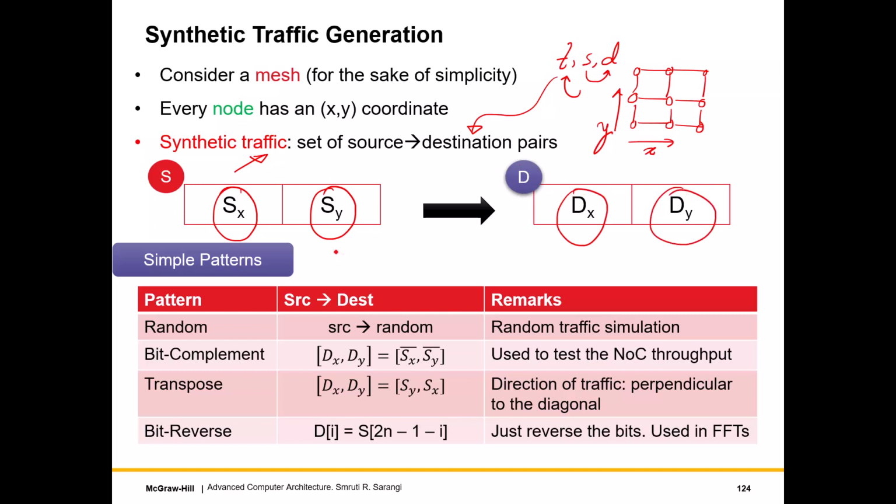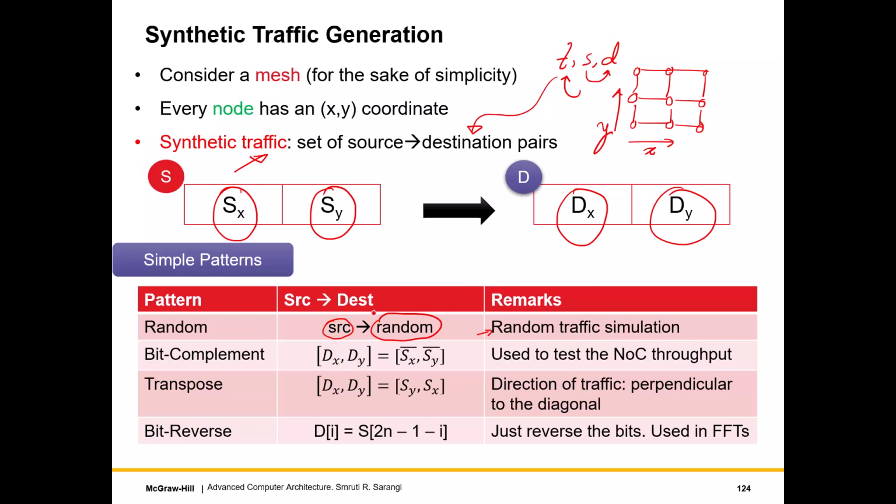So let's now look at a few simple patterns of traffic, and then we will gradually make that more and more complicated. The easiest traffic pattern is actually random, where from a given source we send a packet to a destination at random. So it is like random traffic simulation. This makes some sense because a randomized experiment always has some value.